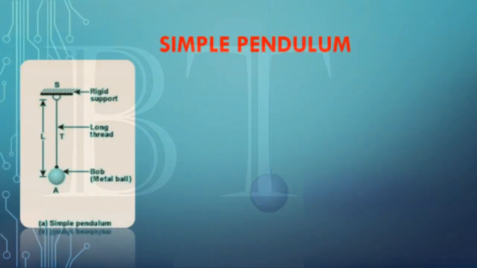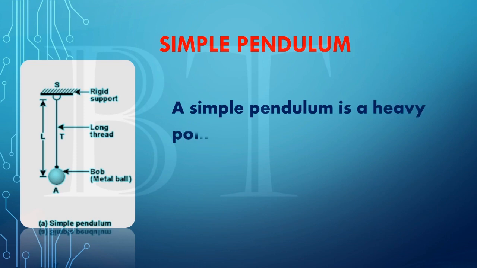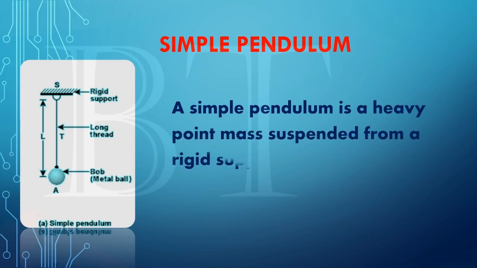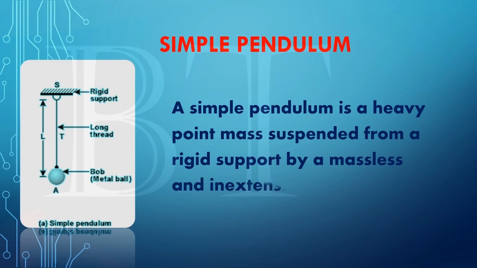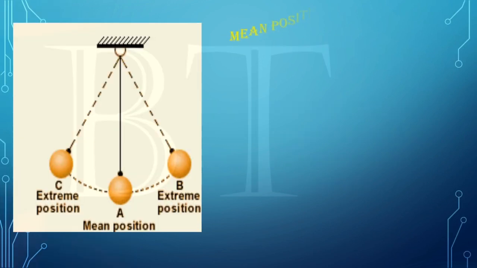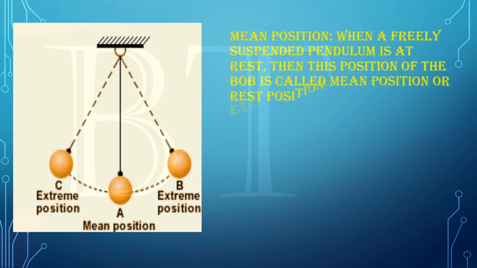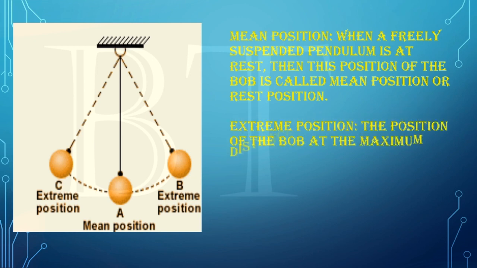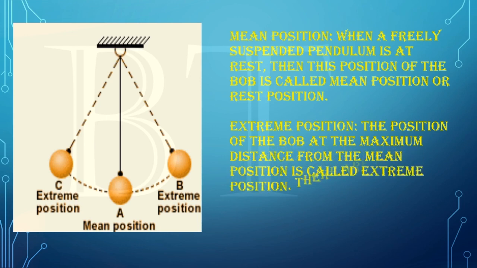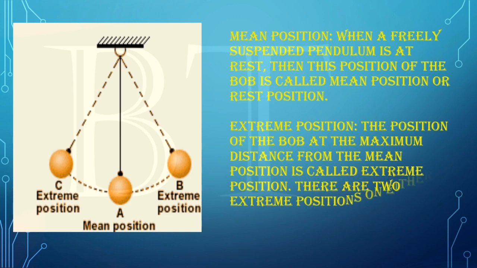A simple pendulum is a heavy point mass suspended from a rigid support by a massless and inextensible string. When the freely suspended pendulum is at rest, this position of the bob is called the mean position or rest position, and the position of the bob at maximum distance from the mean position is called the extreme position. There are two extreme positions on either side of the mean position.